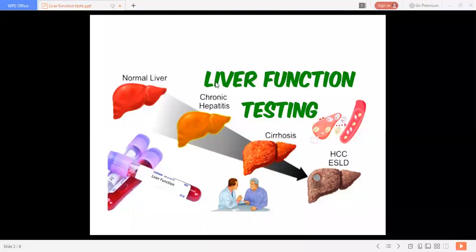Okay, a very important part in liver function testing. All these conditions you can evaluate with the test, that is normal liver or chronic hepatitis, then cirrhosis. What are the changes that happen in hepatitis, in cirrhosis, or in hepatocellular carcinoma?